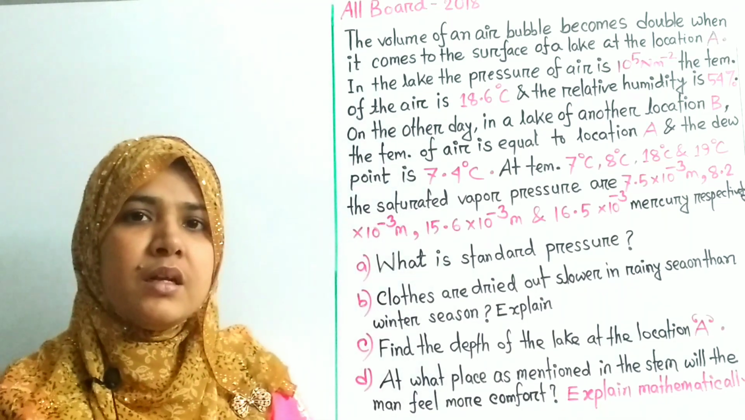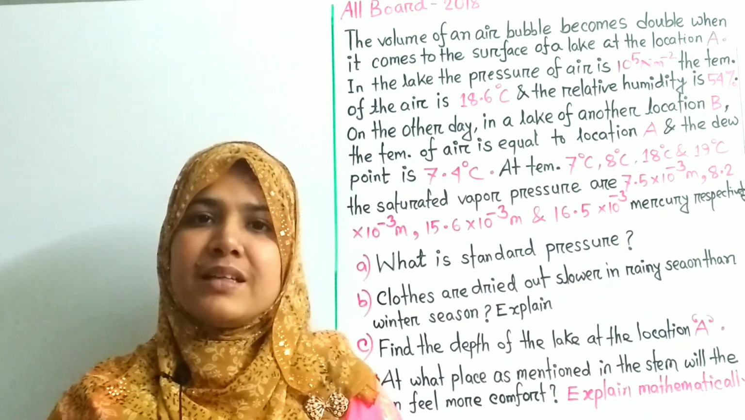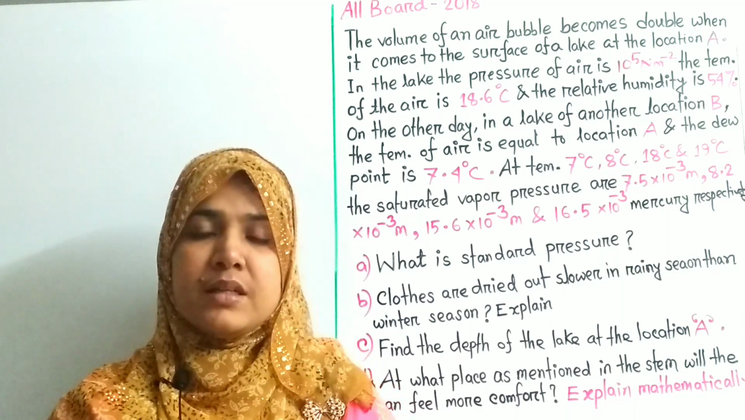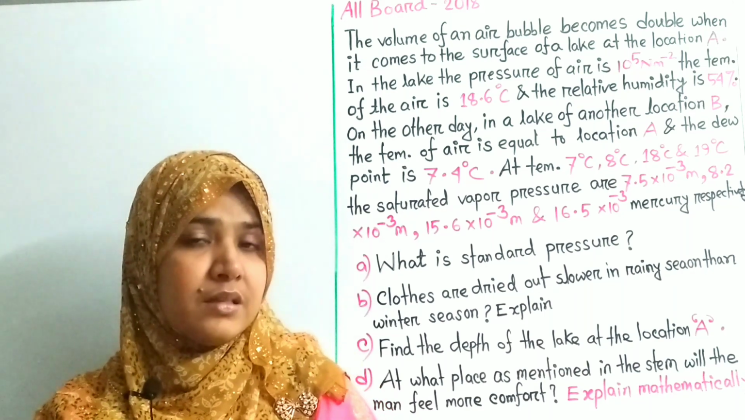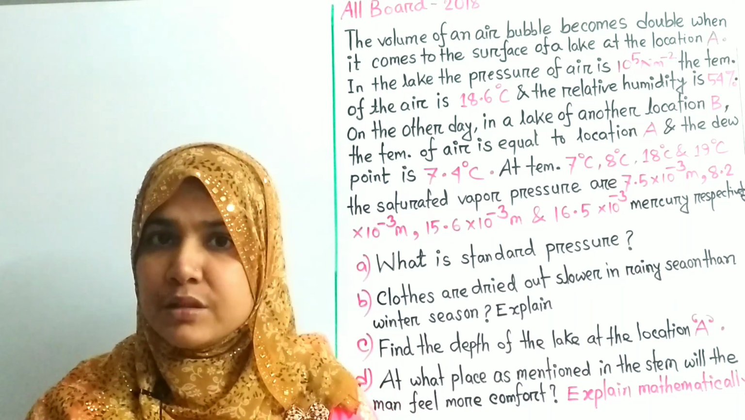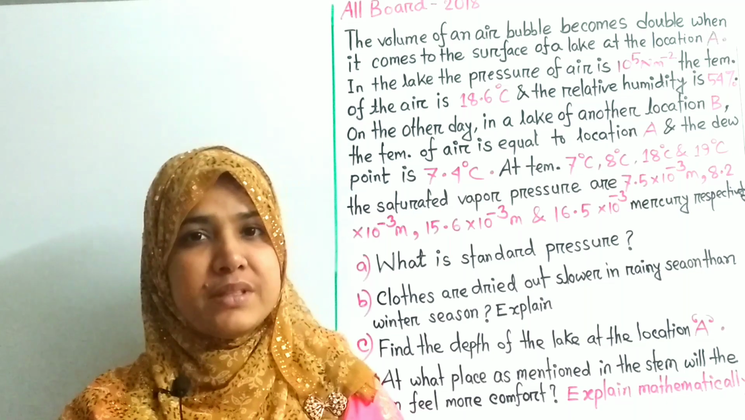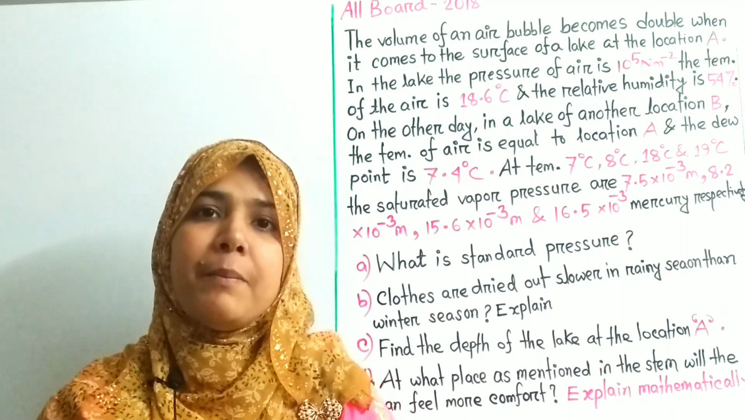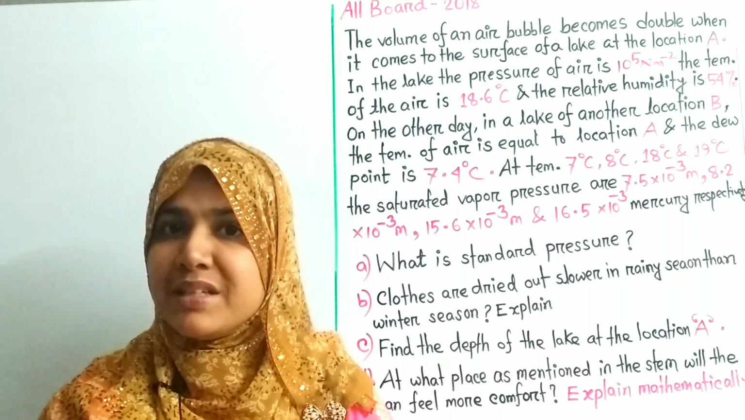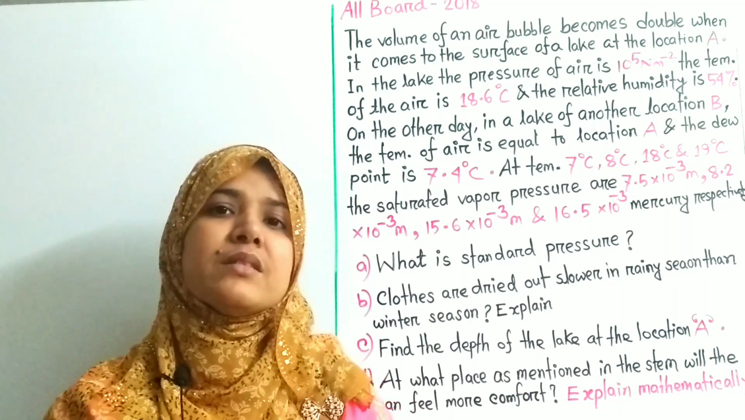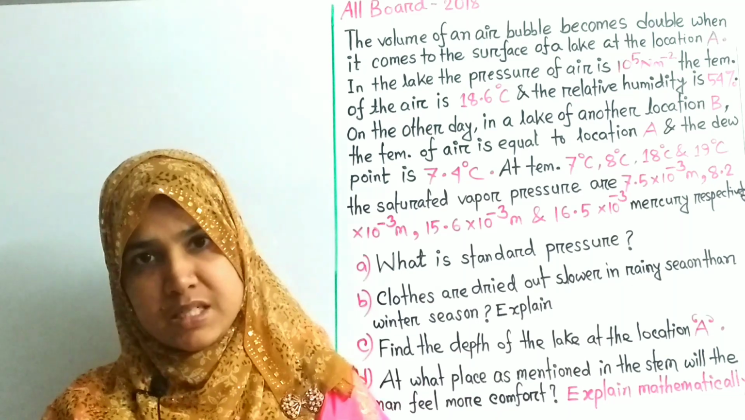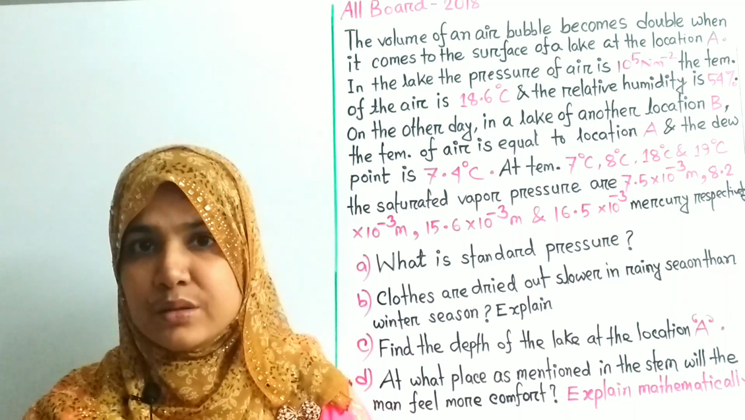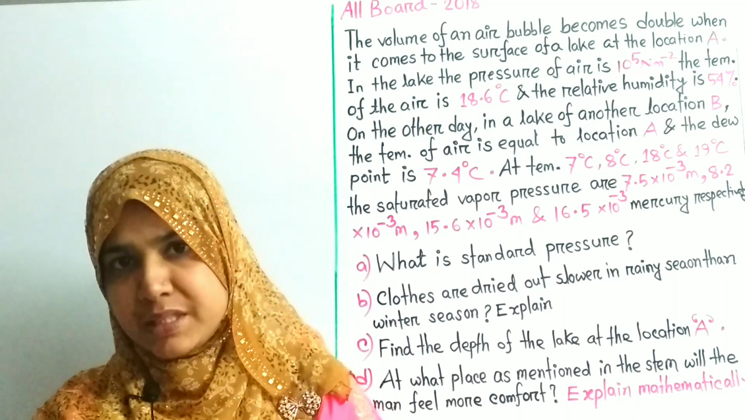You all know that air always exerts a pressure on us. But what is standard pressure? Standard pressure is the pressure exerted by a mercury column of 76 centimeter height at 45 degree latitude and 273 Kelvin temperature. The value of standard pressure is 1.013 into 10 to the power 5 Newton per meter square.